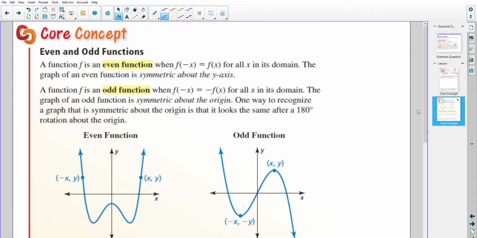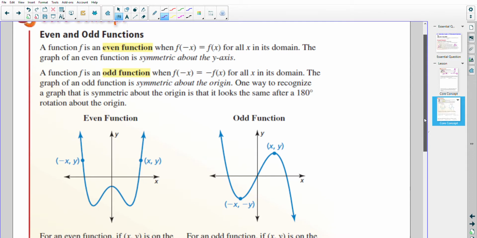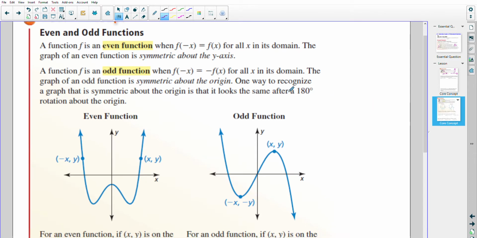Let's go to something a little bit more interesting, which is even and odd functions, which carries forward. And you have to know these definitions on even and odd. This is the definition for an even function, and this is the definition for an odd function. Notice that both of them have f of negative x. That's where you want to start when you find out if it's even or odd.